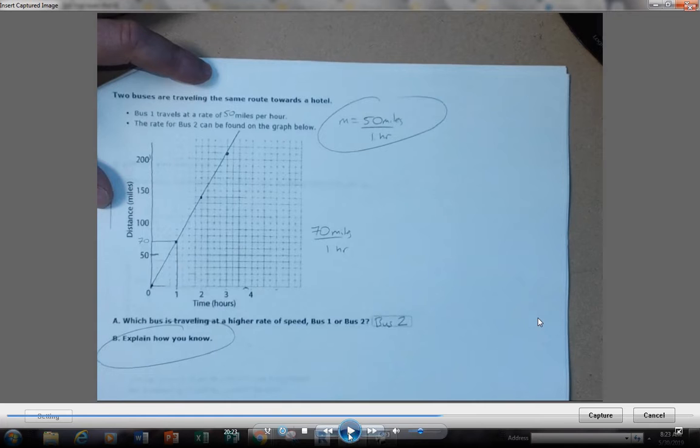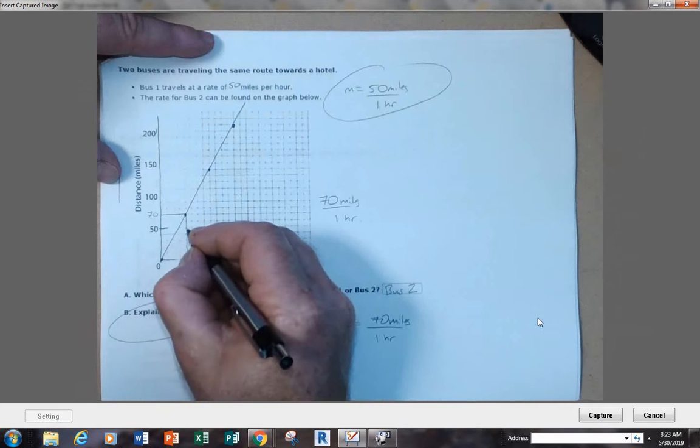Explain how you know. And again, you need to show me, the slope for bus 1 is 50 miles for 1 hour. The slope or the rate of change for bus 2 is 70 miles for every 1 hour. Or explain in words. Bus 1 in 1 hour only goes 50 miles, but bus 2 in 1 hour goes 70 miles. And I saw that from the graph. But again, explain how you know.